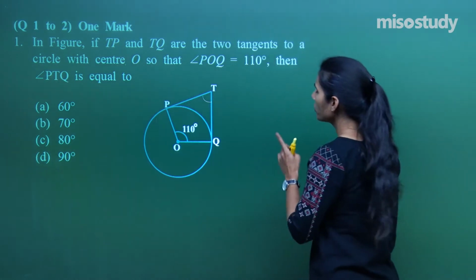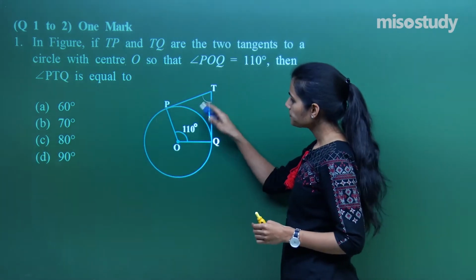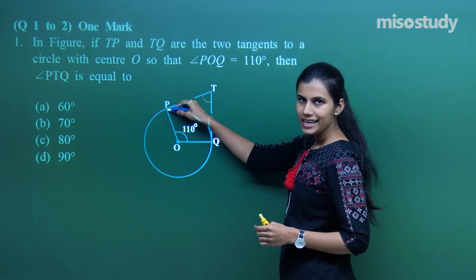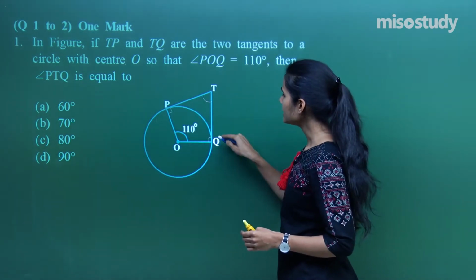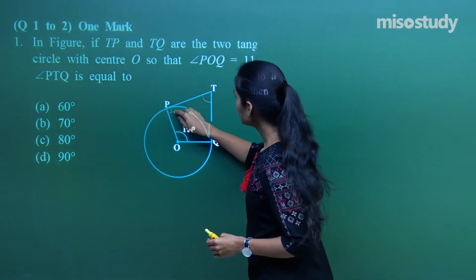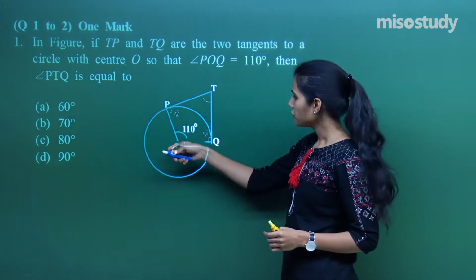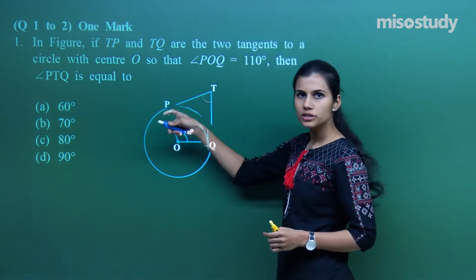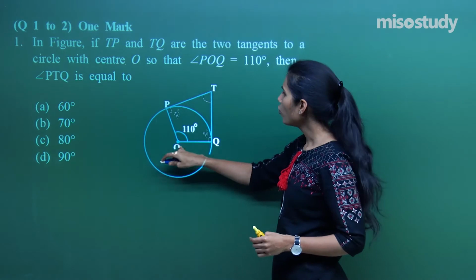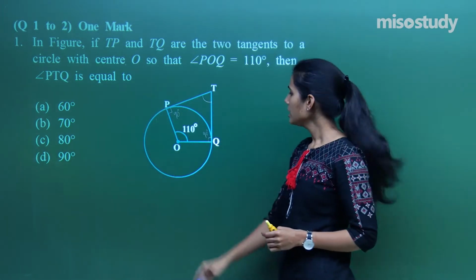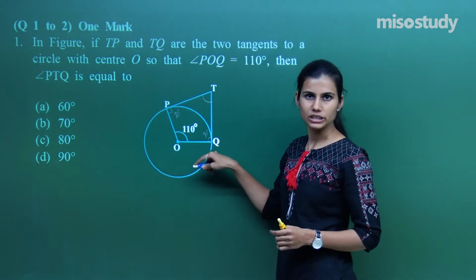Now in this figure, the moment they are saying that PT is a tangent and TQ is a tangent, you all know that the radius of the circle is perpendicular to the tangent through the point of contact, and therefore both these angles are 90 degrees each. The reason is that the radius of the circle is perpendicular to the tangent through the point of contact. The point of tangency is point P, and so OP will be perpendicular to PT. Similarly, OQ will be perpendicular to TQ because the point of tangency of this tangent TQ is point Q.